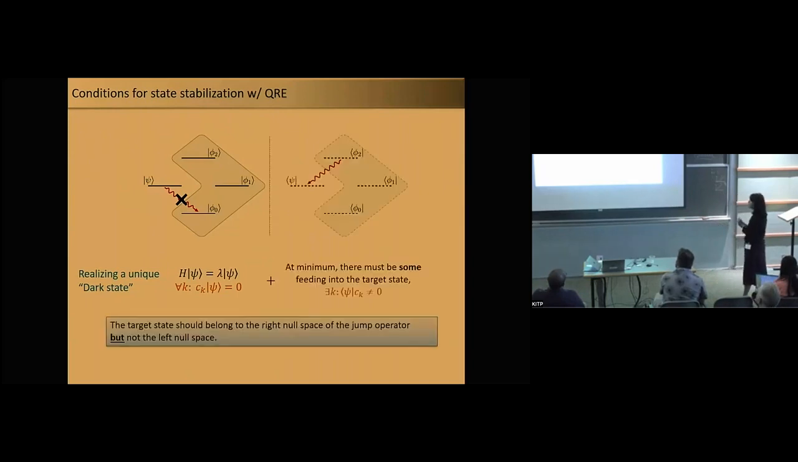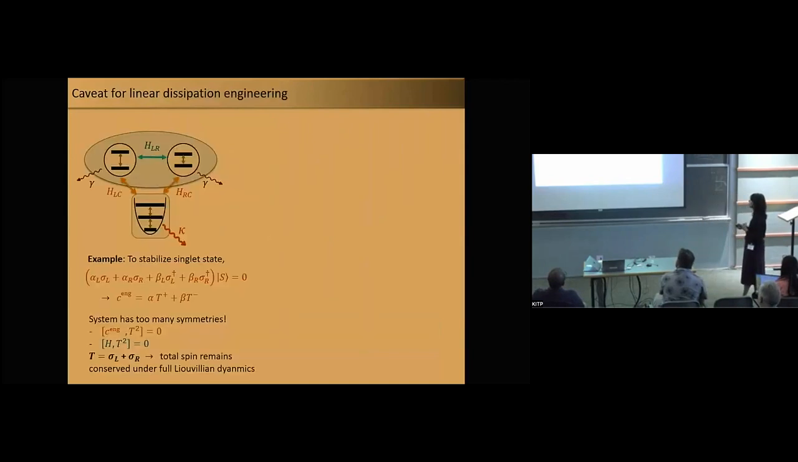But there's another condition, which means that I also don't want to just stay there if I'm in state psi. I actually want to prepare it. So irrespective of where I start in my Hilbert space, there should be at least a feeding link into my target state, which essentially means that my target state or subspace should belong to the right null space of the jump operator, but not to the left one. So both these conditions have to be simultaneously satisfied if I want to stabilize any kind of subspace of pure states.